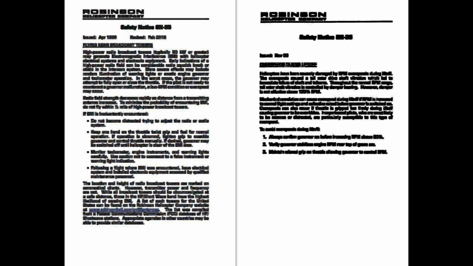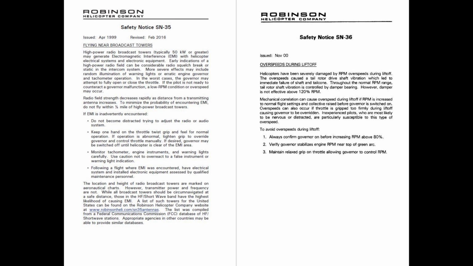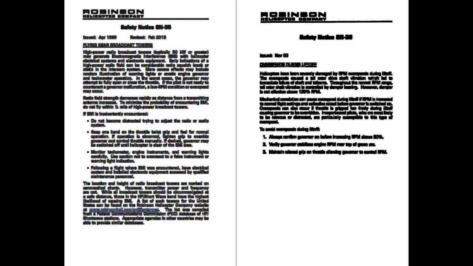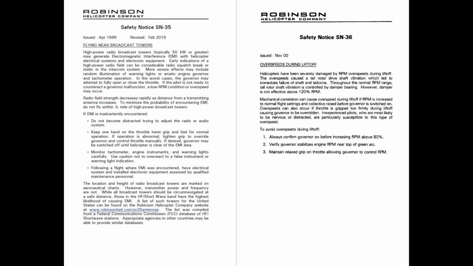What might a high-power tower over 50 kilowatts do to a helicopter? Erratic engine governor and tachometer operation. The warning lights might randomly illuminate. In extreme cases, the governor may attempt to fully open or fully close the throttle. What distance should the pilot keep from a high-power broadcast tower? The pilot should keep at least a half-mile distance.